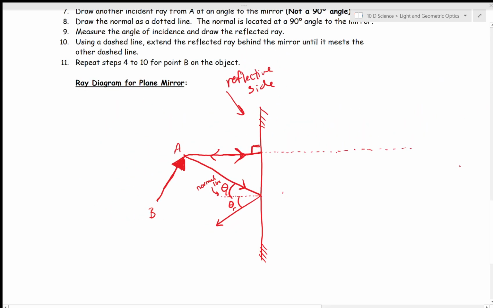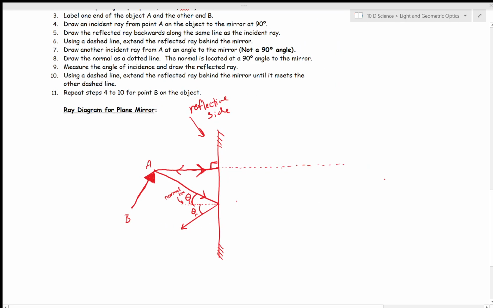Okay, so if we go back to our rules here, it says that rule number 7 was draw another incident ray from A at any angle. And then it says draw a normal line, as we've done there. The normal line is located at 90 degrees to the mirror. And it says measure the angle of incidence and draw the reflected ray. So you're measuring off of the 90 towards that ray. And then, of course, on the other side, you'll do the exact same thing, but it'll be the equal but opposite angle.